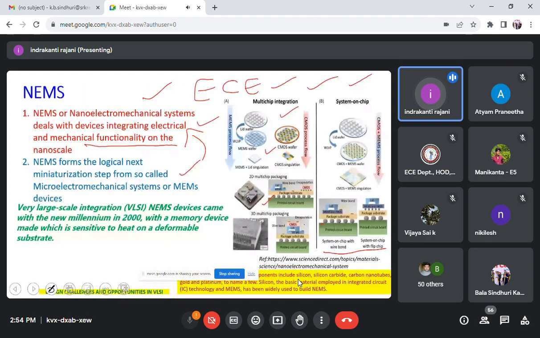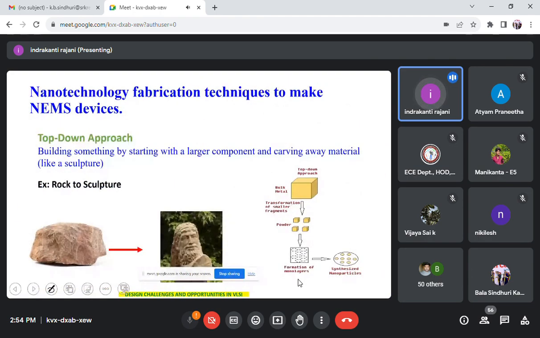Now, these NEMS devices can be fabricated in two ways. One is a top-down approach. Top-down approach means building something by starting with a larger component, like you have taken a rock and made a sculpture, carving away material like a sculpture. So rock to sculpture is one of the techniques of the top-down approach.